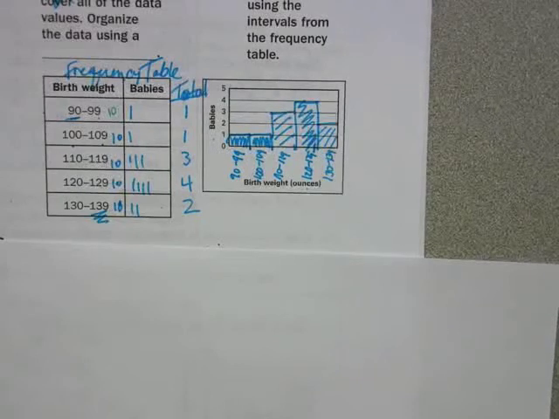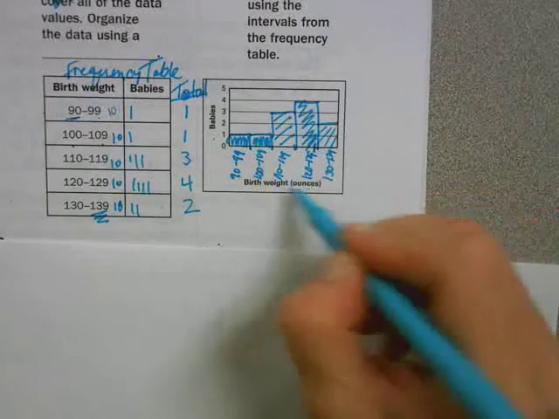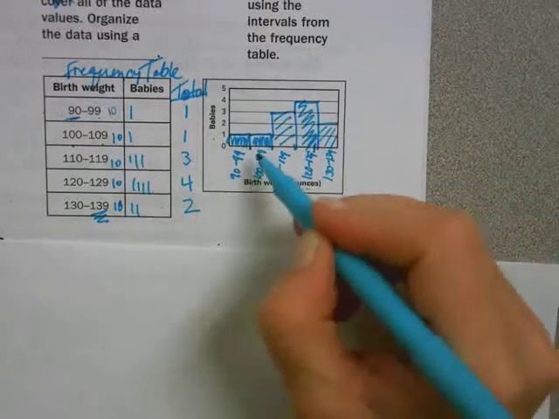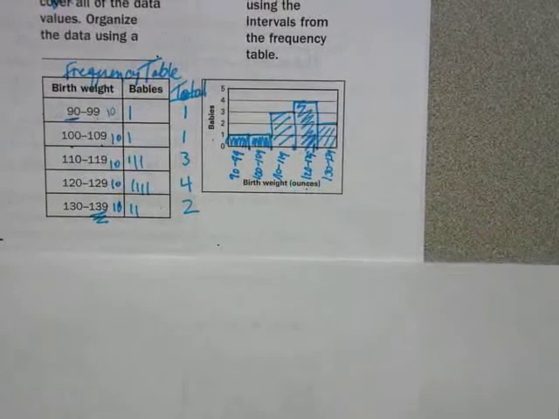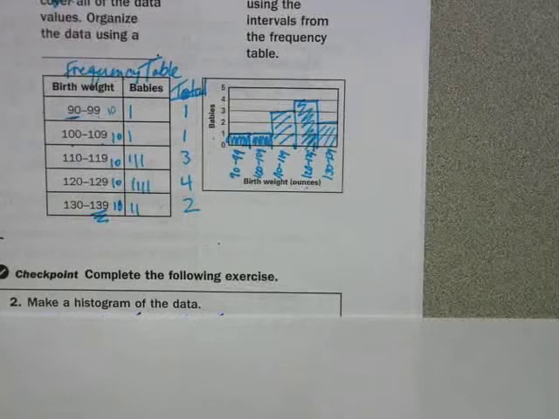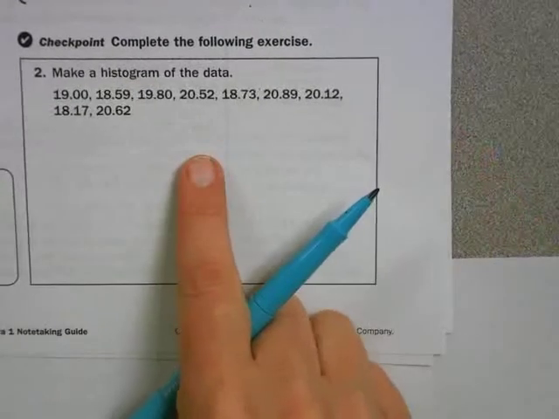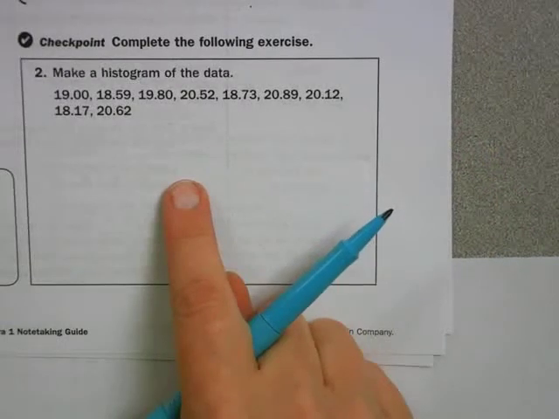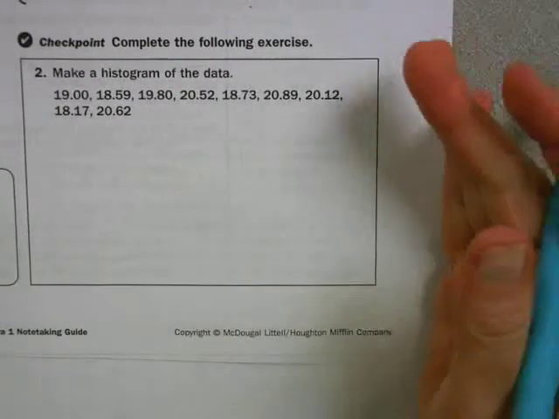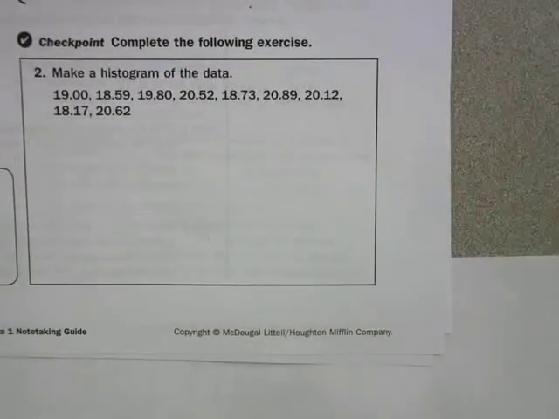So you could glance at that and say, hey, on average, babies are kind of born in this range. This is kind of low birth weight here. Okay, so we have one down here. You're going to make a histogram of this data down here. You're going to pause the video. What do you have to make first? A frequency table, right? And then you're going to make your histogram. So go ahead and do that, and then come back and see how you did.